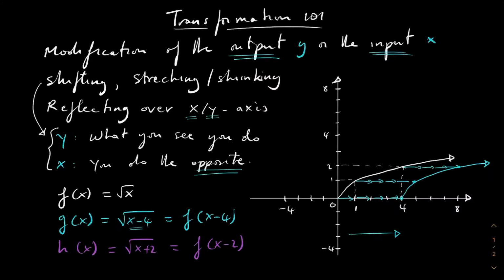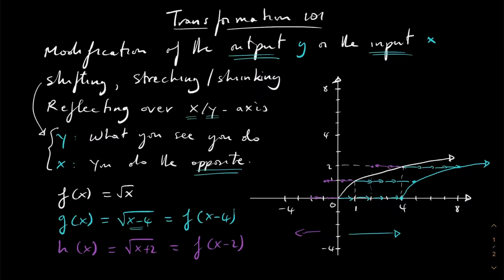For h of x, since we're adding 2 to the input here, we're going to have to shift the graph of f of x 2 to the left to get the graph of h of x. So the point (0, 0) is going to find itself at position -2, and the y value is going to be 0. Same for the point (1, 1). We're going to have it now at coordinate (-1, 1). And the point (4, 2) is going to become (2, 2).